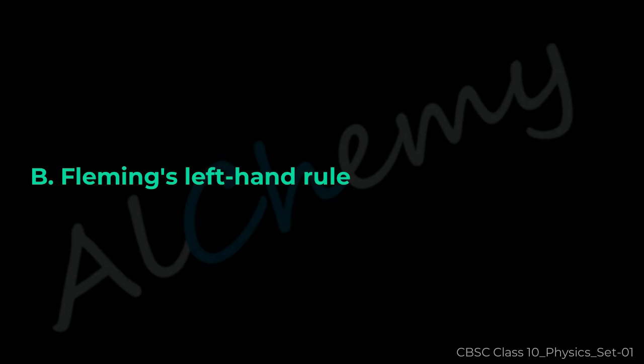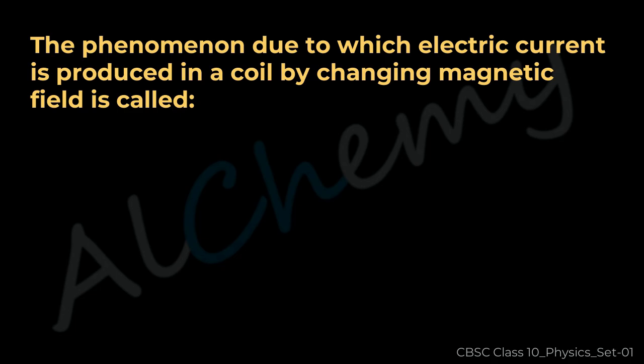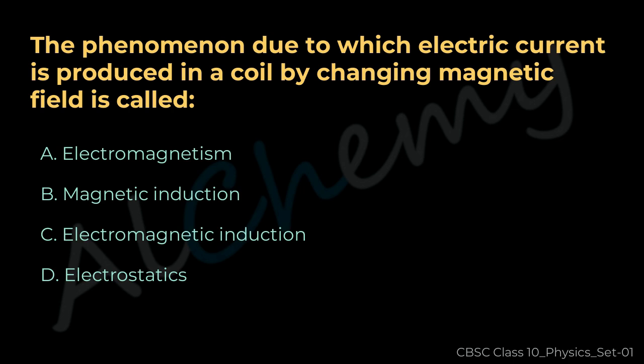The correct answer is B. Fleming's left-hand rule. Question 26. The phenomenon due to which electric current is produced in a coil by changing magnetic field is called? A. Electromagnetism. B. Magnetic induction. C. Electromagnetic induction. D. Electrostatics.